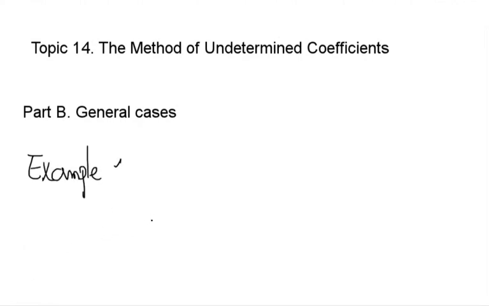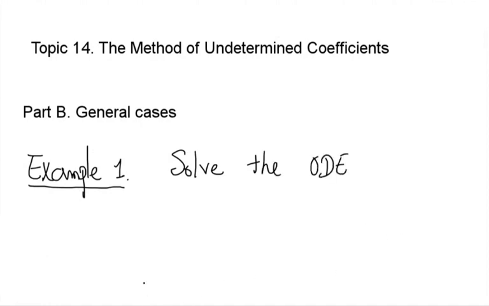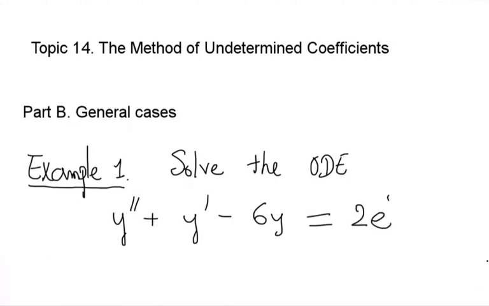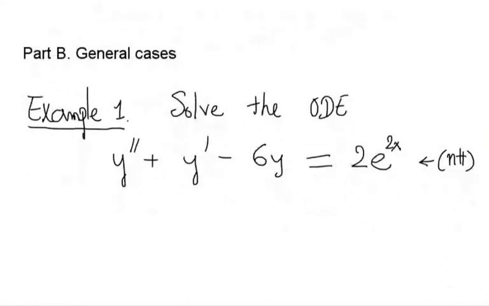Example 1. We want to solve for a general solution the following ODE: y double prime plus y prime minus 6y equal to 2e to the 2x. As usual, this is the non-homogeneous equation for the problem.